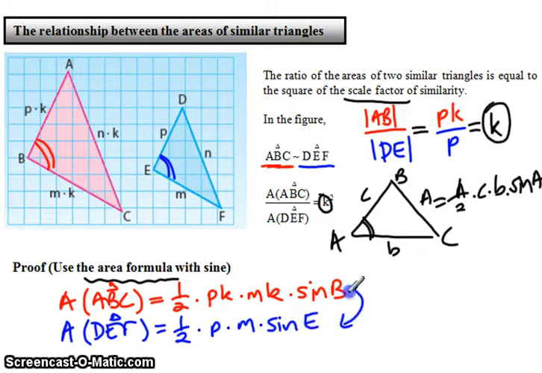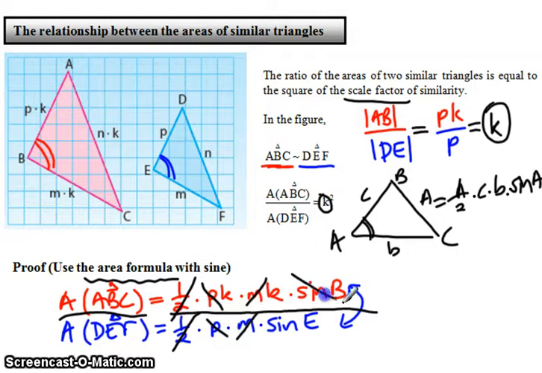Now you notice that these two things must be equal, because if they have the same angle, we'll have the same sine ratio. So now we can see that if we take the ratio of these two, then the half will cancel, dividing P by P, dividing M by M, and these two sines will also cancel out because they're the same. And what's left? Well, we've got K multiplied by K, which you can see is K squared. So to look at the ratio of two areas, we can look at the scale factor and square it.